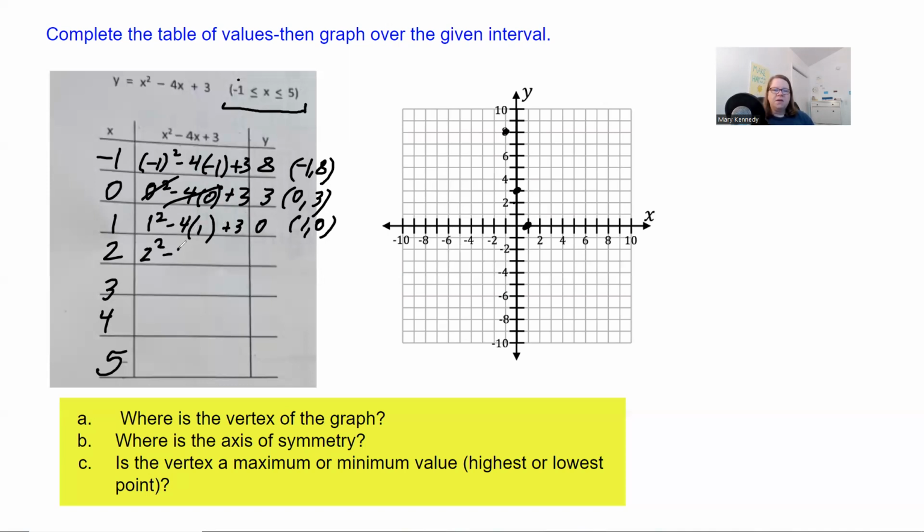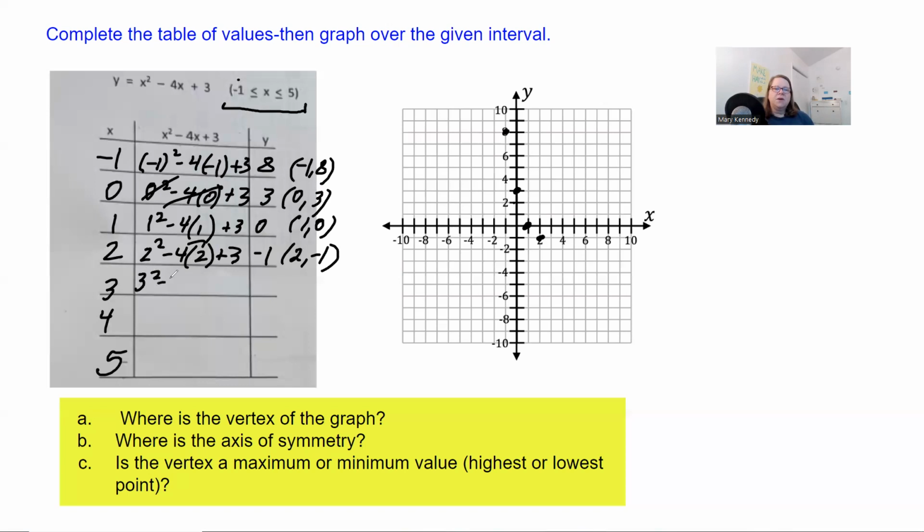2 squared minus 4 times 2 plus 3. So 4 minus 8, because 4 times 2 is 8. It's -4 plus 3 is -1. So this point is 2, -1. So right 2, down 1.